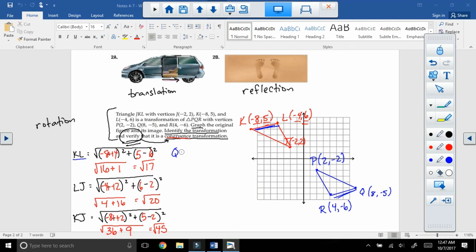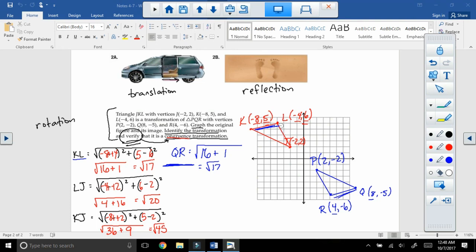QR. So I need to find the length of QR, and again I said I shortcut this for you. The distance between those x values, if you subtract them you get 4, and 4 squared is 16. And the distance between those y values, you can even just look here how far apart those are, that's 1, and when you square that, that's still 1. So that's going to be the square root of 17, so I'm off to a really good start.